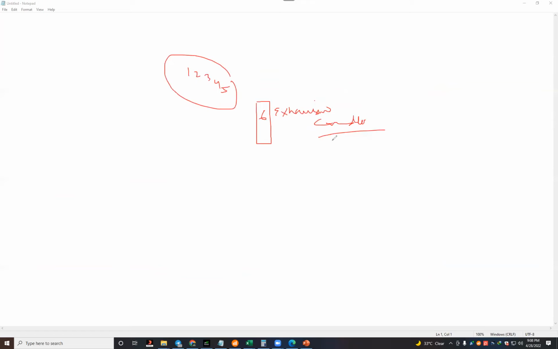What is the meaning of the exhaustion candle? It is the last effort of sellers. A last effort means everything has been sold out. Now price will move up. So let's take some examples from the chart. Okay.